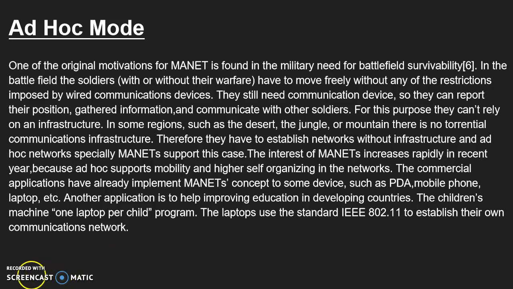The interest in MANETs has increased rapidly in recent years because ad hoc supports mobility and higher self-organization in the networks. Commercial applications have already implemented the MANET concept in some devices such as PDAs, mobile phones, laptops, etc. Another application is to help improve education in developing countries, such as the children's machine, the One Laptop Per Child program, etc.